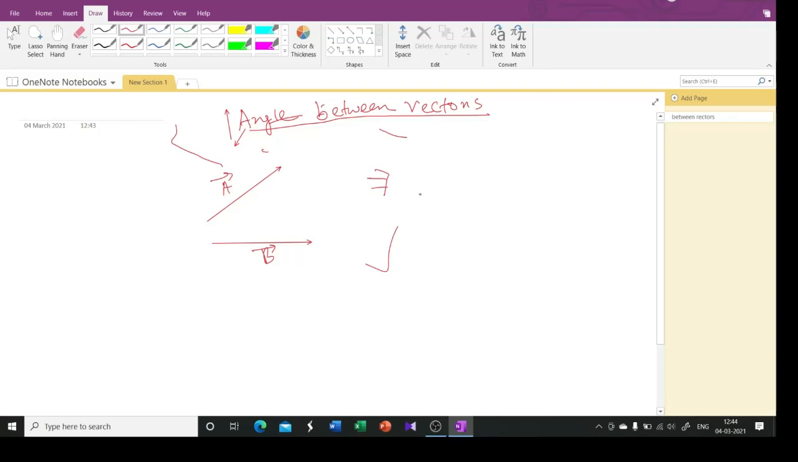Okay, so if we align these vectors in such a way that the tail of vector A coincides with the tail of vector B, or we bring them in such a way that the head of vector B coincides with the head of vector A, then the angle between these two vectors is known as the angle between vectors. This is theta, right? Yeah. So this is pretty simple, right?